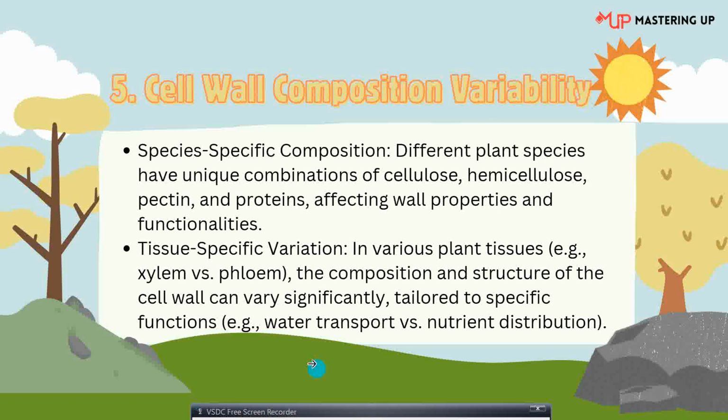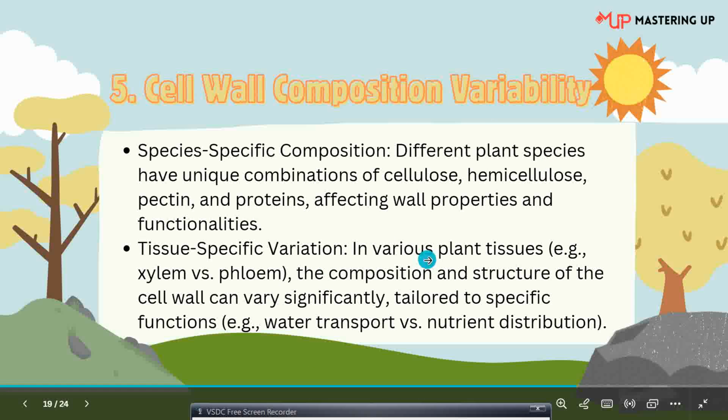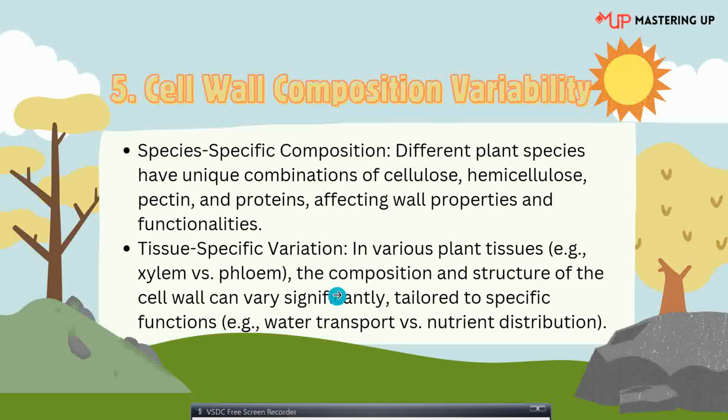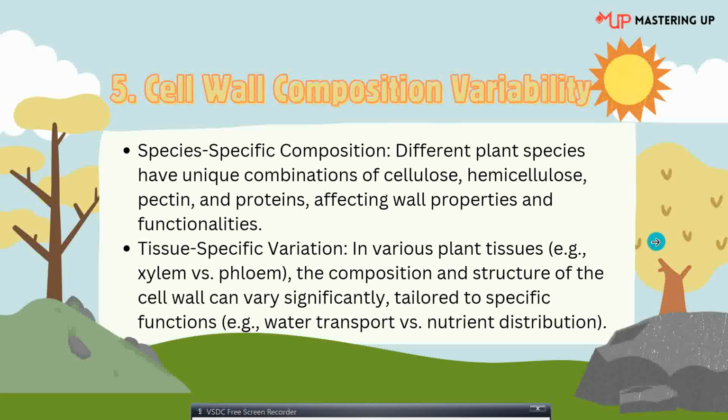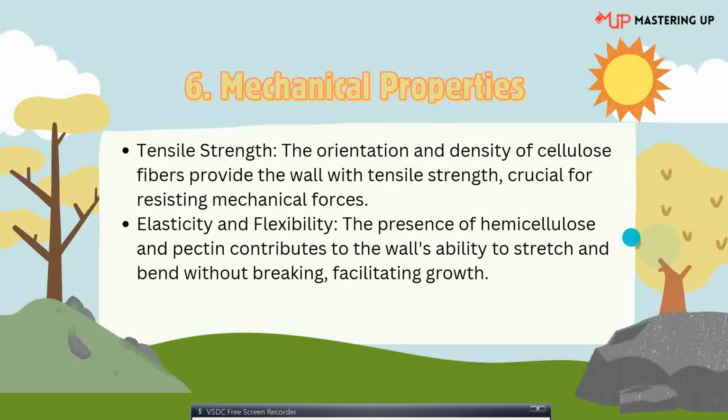Now the tissue-specific variation in various plant tissues, for example xylem versus phloem. The composition and structure of the cell wall can vary significantly, tailored to a specific function, such as water transport and nutrient distribution. So based on different types of tissues, the composition and structure of the wall also varies.